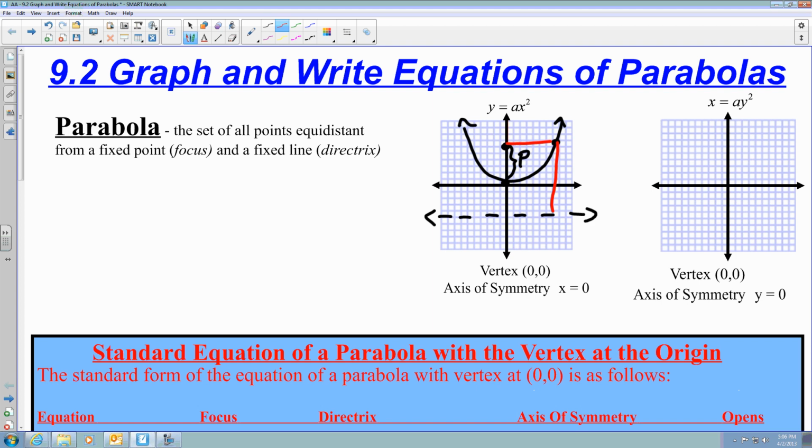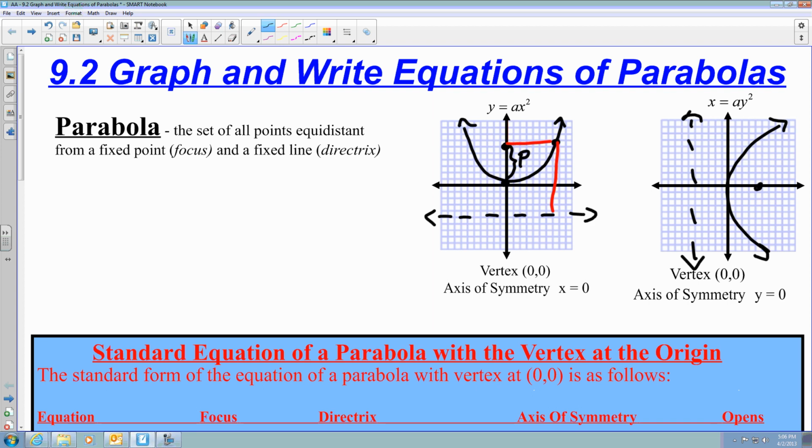So if I look at x equals ay squared, the difference is that the squared variable is attached now to the y. And so where we used to have up and down parabolas, we're going to have left to right. So it looks something kind of like this, where the focus is here and the directrix is located here.